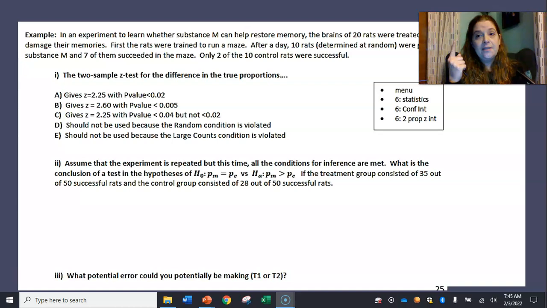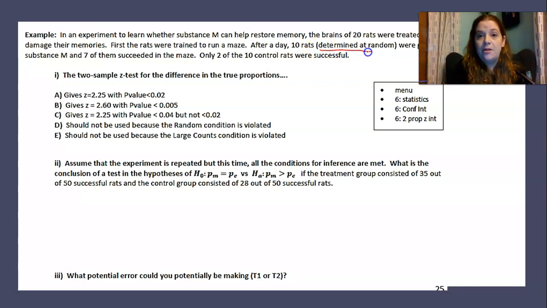So random. Now this is an experiment, so we're going to check, is there random assignment to treatments? And there is. Okay, random assignment to treatments. It says they were determined at random, so that part is good to go.